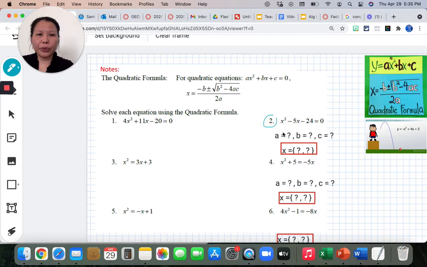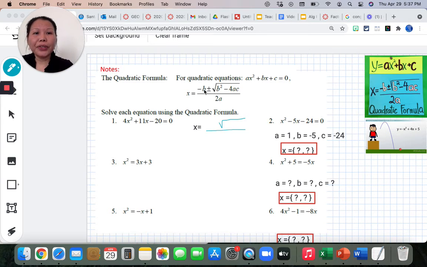So in number 2, the first number, there's none, it's a 1, invisible 1. So my A is 1, my B is negative 5, and my C is negative 24. Notice how I get the sign with the number. Let's write it in. The work is shown to the left of the problems. I have set up the fraction bar and the square root already. We are going to use the formula and substitute it in. So A, B, C. We will go ahead and substitute all of it in.